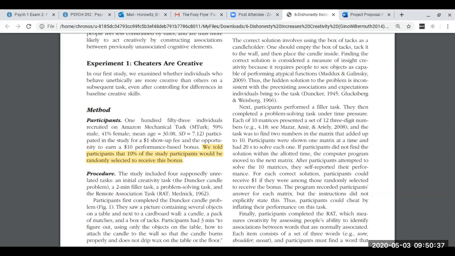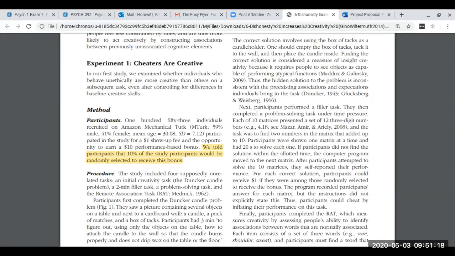Keep listening. Method. How many participants did we have? 153 individuals were recruited on Amazon Mechanical Turk, an online program. They participated in the study for a $1 show-up fee and the opportunity to earn a $10 performance-based bonus. In our, obviously, Stroop experiment, we did it for course credit. We told participants that 10% of the study participants would be randomly selected to receive this bonus. So 1 out of every 10 people. If there's 153, then at least 15 would get the prize.